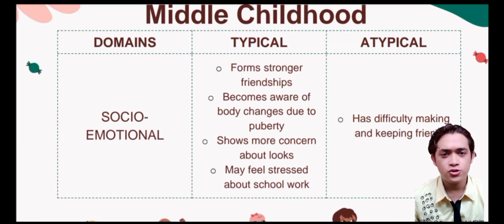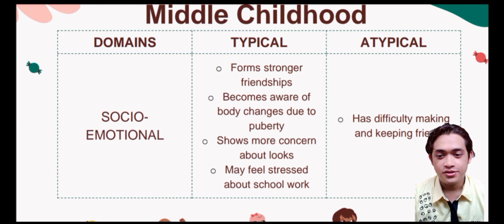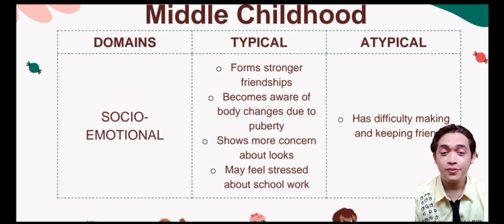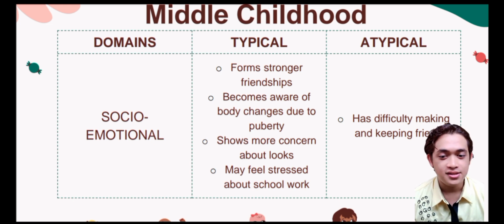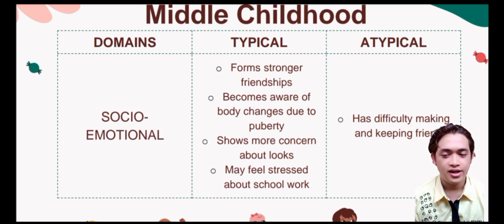For the social emotional domain, the typical development is that they form stronger friendships. They become more aware of body changes due to puberty. They show more concern about how they look, and they may feel stressed about schoolwork. Now, the atypical development is that they have difficulty making friends and keeping friends in their lives.